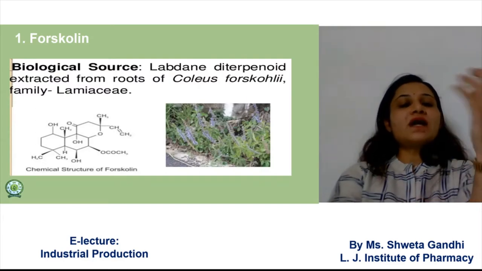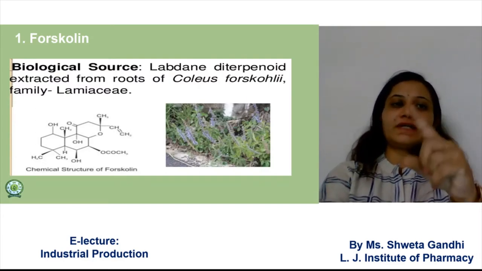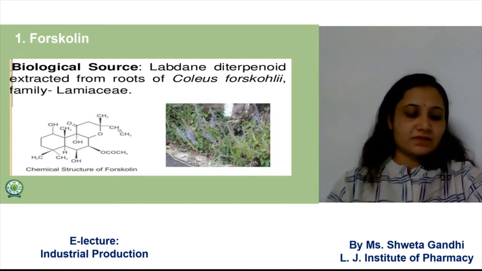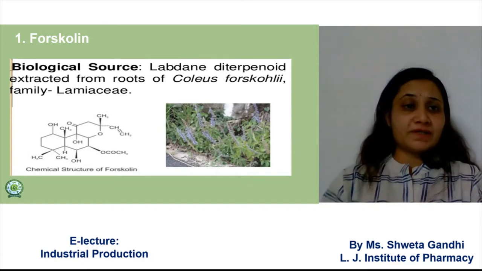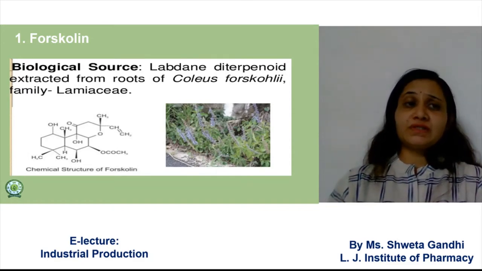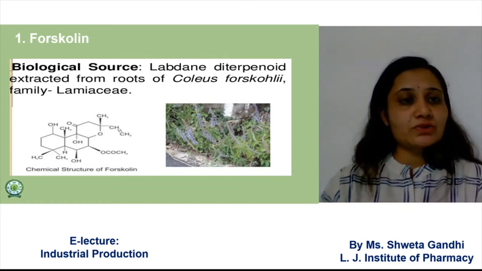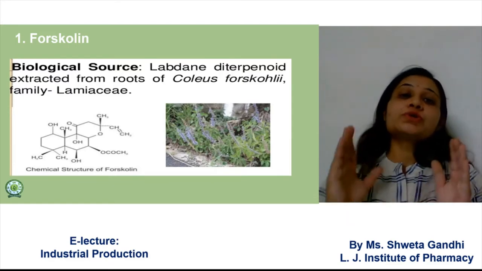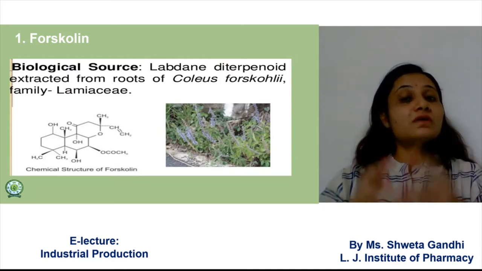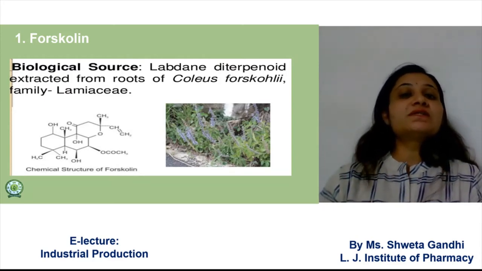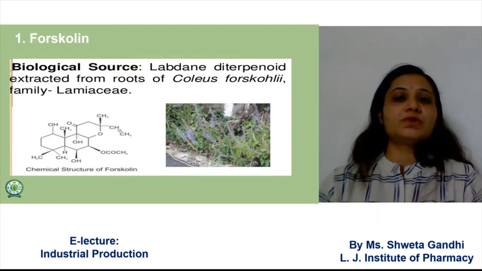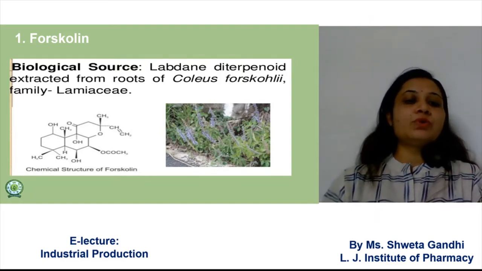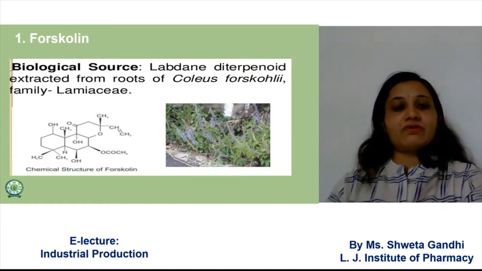Now, let's start one by one with each category of drug. First is forskolin. For any drug, the most important thing you need to notice is that you should know the biological source and the structure of the drug. For example, for forskolin, you should know which type of secondary metabolite it is. This is a labdane-derived terpenoid obtained from the roots of Coleus forskohlii, and the family is Lamiaceae. You should know the chemical structure of forskolin.